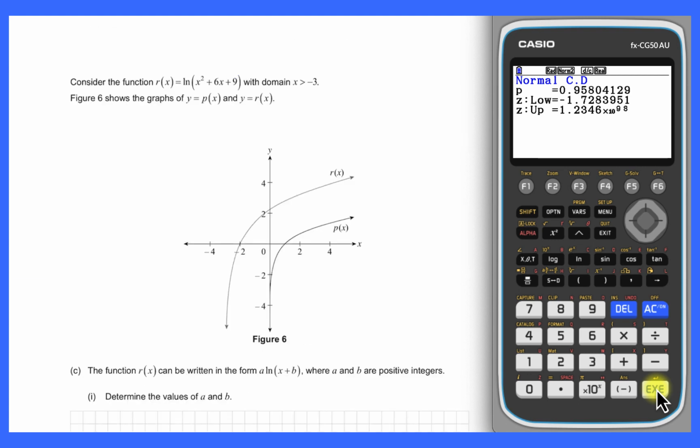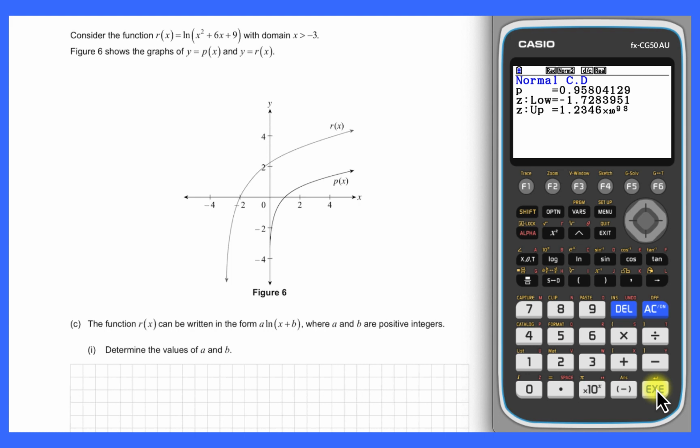Okay, now we've got another function r of x, also a logarithmic function. This one is the logarithm of some quadratic expression, and now we're looking at the relationship between r of x and p of x. And first of all, we're asked to consider r of x in the form a ln x plus b.